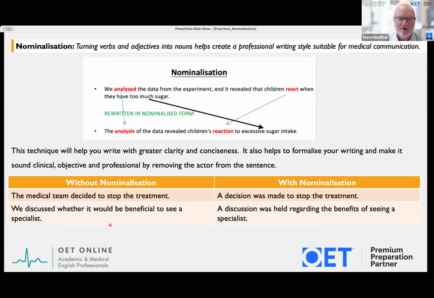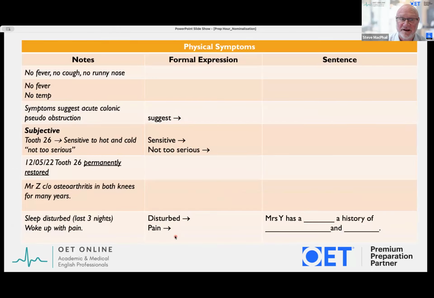So using passive structures aligns closely with that objective and professional style, and also links well with nominalization. Okay, let's dig a little deeper, everyone. So we got no fever, no cough, no runny nose. So we saw in the document before, you want to use appropriate technical language. So what's technical language for no fever, no cough, no runny nose? Patient was asymptomatic. So you've got 6 or 7 words into one word.